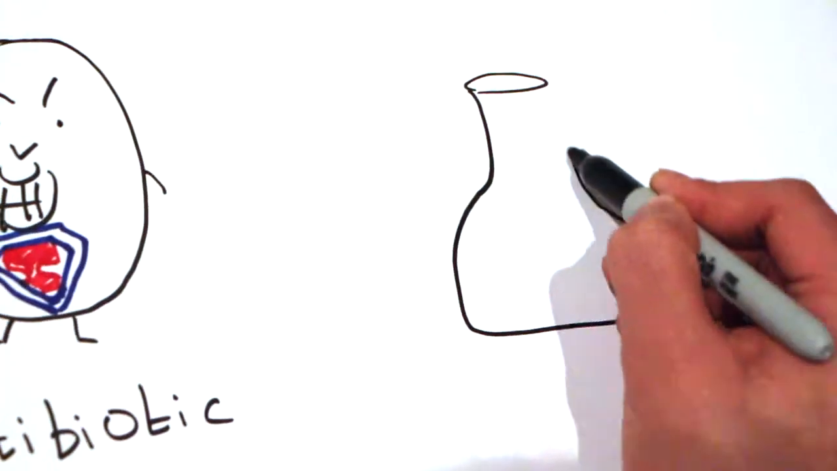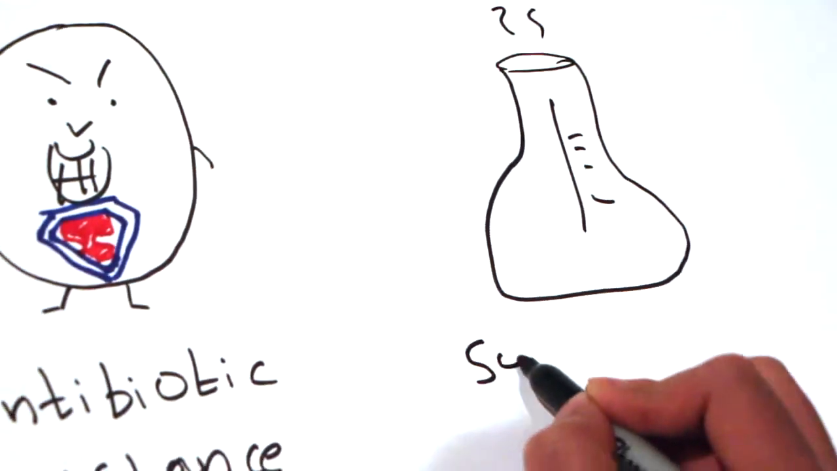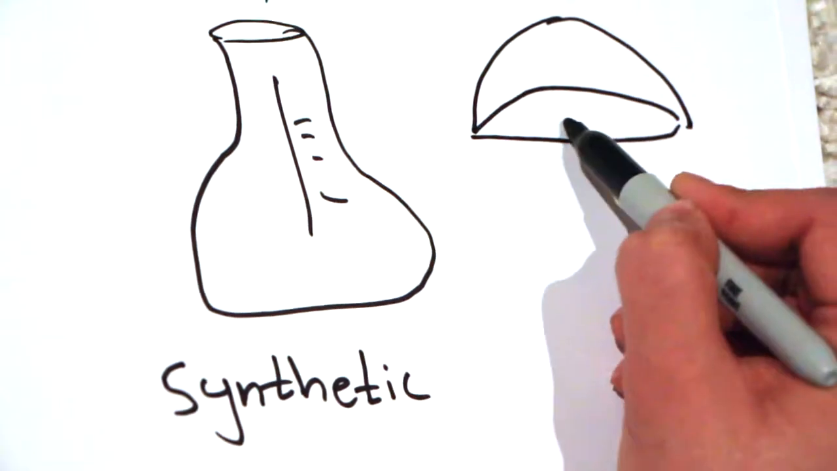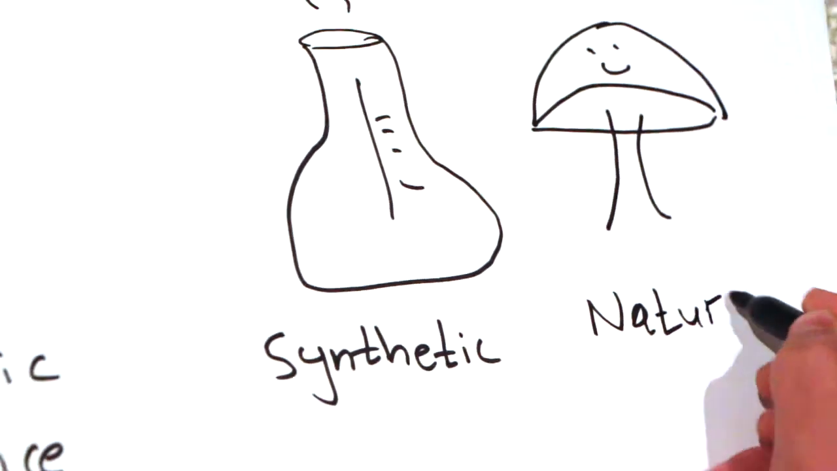Firstly, antibiotics are either synthetic chemicals or natural products. The majority of these antibiotics are natural products of bacteria and fungi due to their competition with other bacteria for space and nutrients. Secondly, antibiotics are classified as either bacteriostatic or bactericidal according to their function.